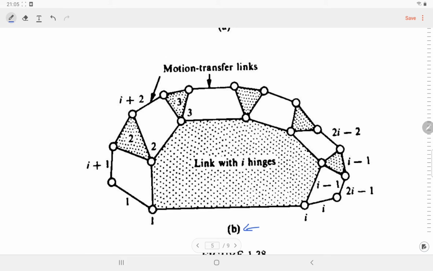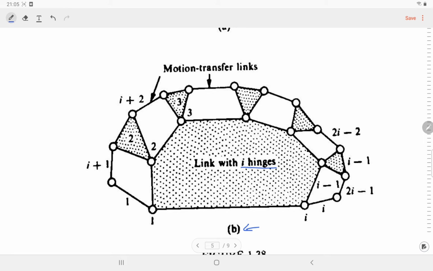Okay, say there is a mechanism or a kinematic chain with i hinges. So now how are we going to do this? If a mechanism has to have i hinges, then what should be the n? From that we will be answering our question: if we have n links, then what will be i?